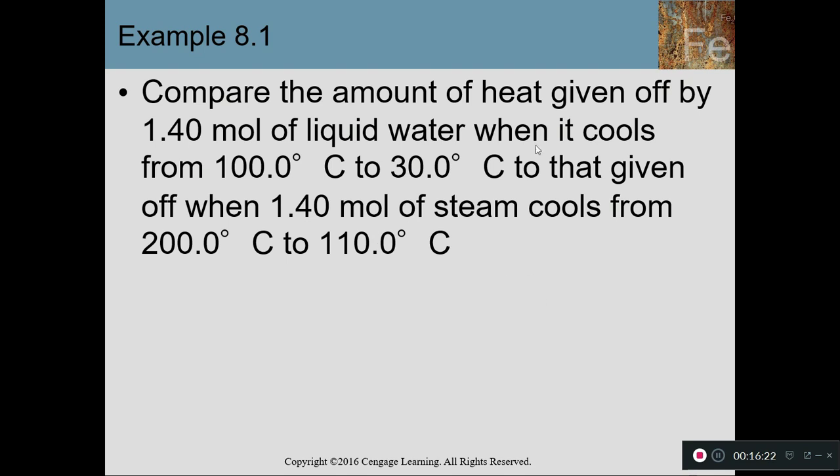It says compare the amount of heat given off by 1 mole of liquid water when it cools from 100 to 30 to that given off when 1 mole of steam cools from 200 to 110. Now let's look at this. First thing, the liquid water dropped 70 degrees and the steam dropped 90 degrees. So they're different, but since they're not the same material, you're not necessarily going to have the same straight up relationship between temperature and energy. You have to see for each one how much it takes.